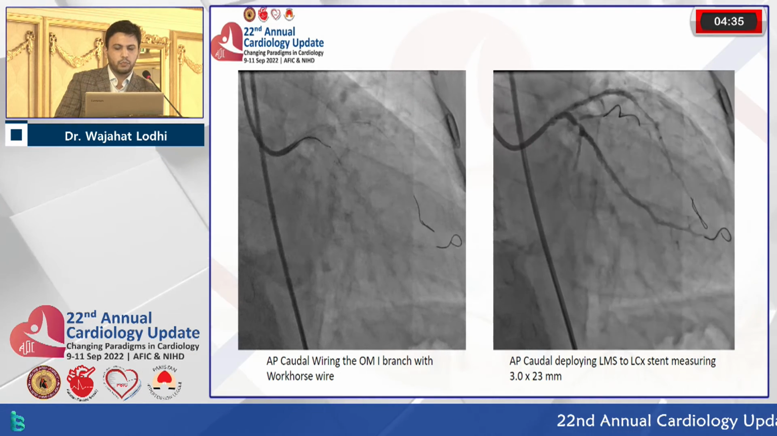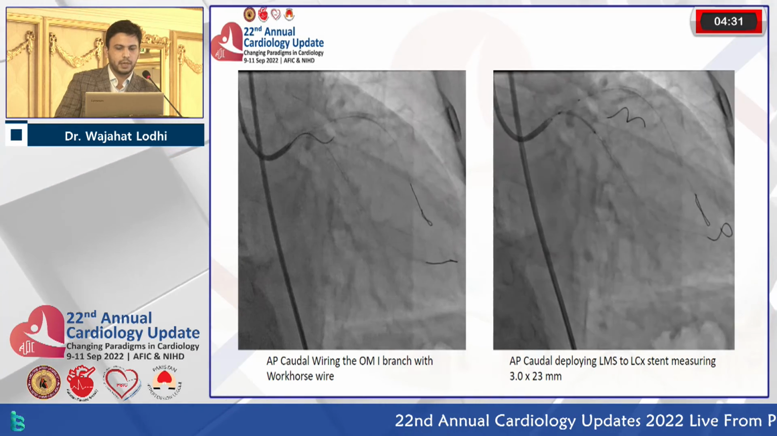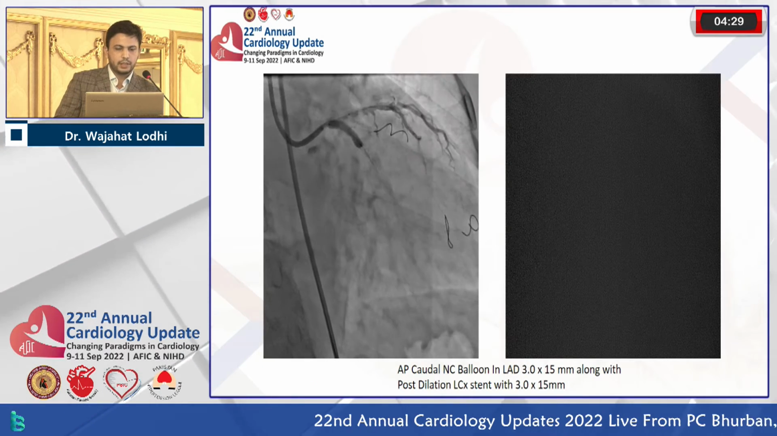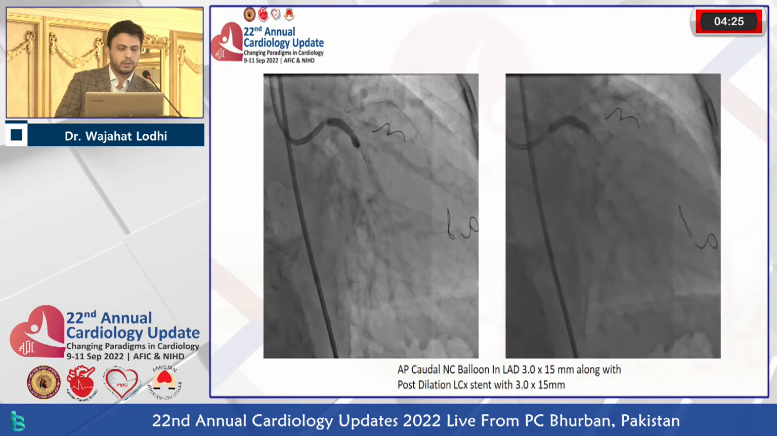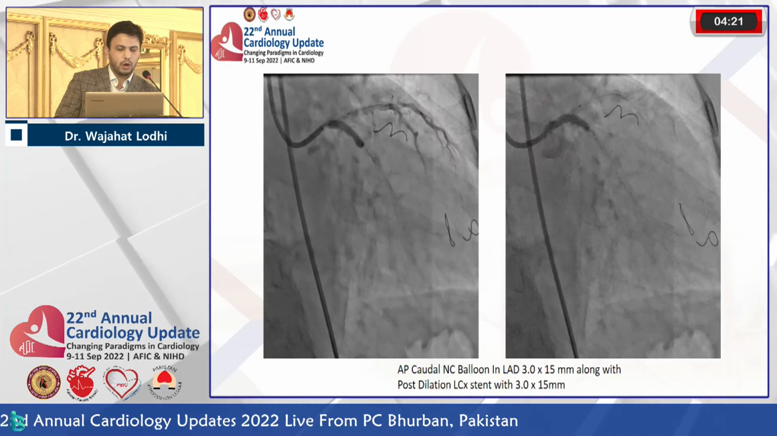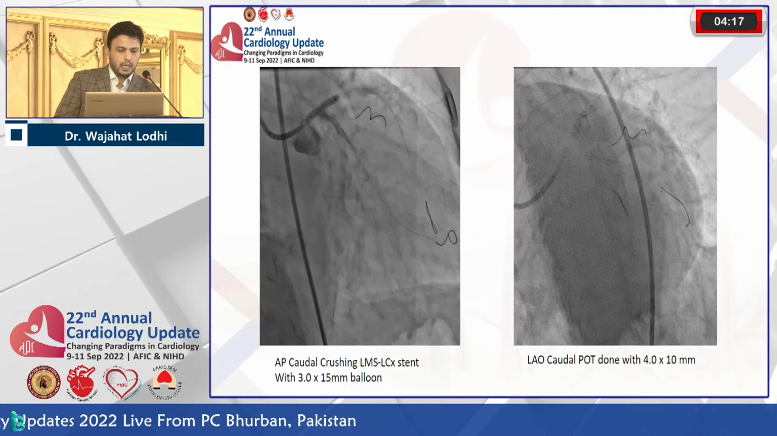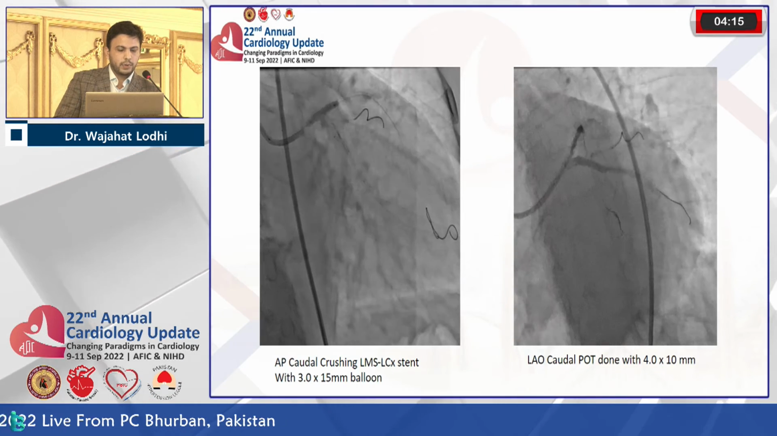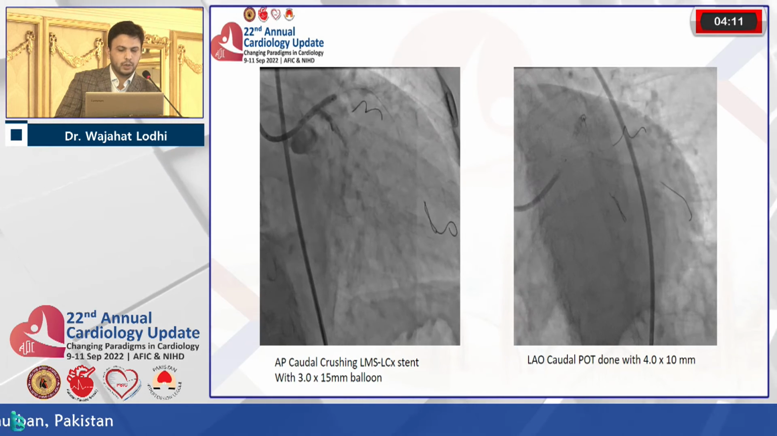In the AP caudal view, we're deploying the LMS to LCX stent measuring 3 by 23 millimeters. Here we can see there's a balloon in the left main to LAD that we will use in the future to crush the stent, and there is also NC ballooning of the LMS to LCX stent. Now we're using the crushing technique. We're crushing the left main stem to circ stent with a 3 by 15 millimeter balloon.